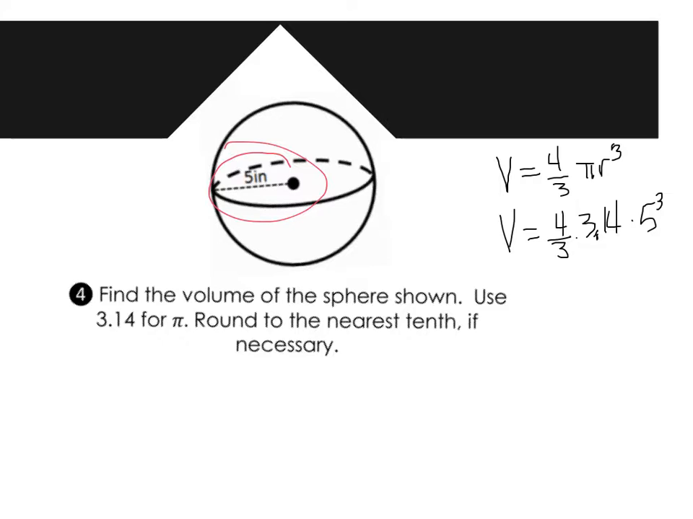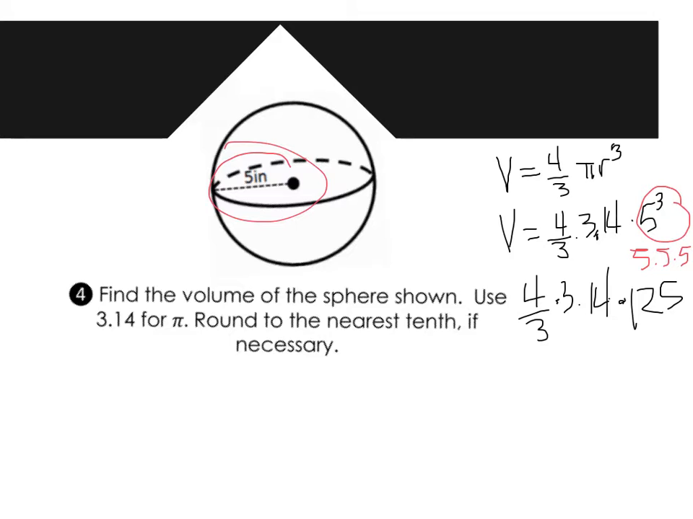So 5 cubed means 5 times 5 times 5. So this part right here, 5 cubed, means that we're doing 5 times 5 times 5. And 5 times 5 times 5 is 125. So now our volume is 4/3 times 3.14 times 125, and we're going to multiply these together using our calculator.